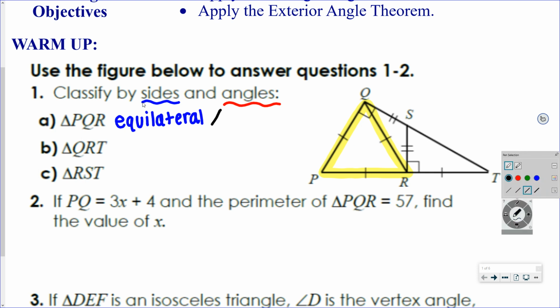Angles. This is a special one. Equiangular. If you said acute, it's technically not wrong, but you need to be more specific. And this is our special one, where if we have all three congruent sides, then all three angles are going to be the same as well. We call it equiangular.